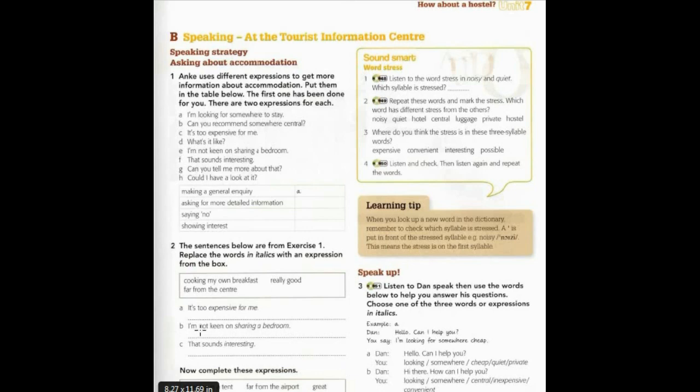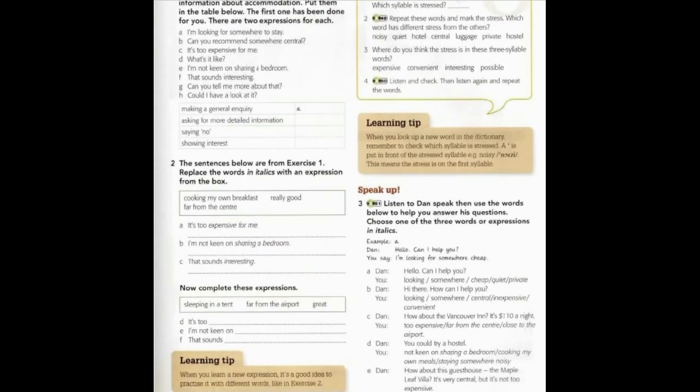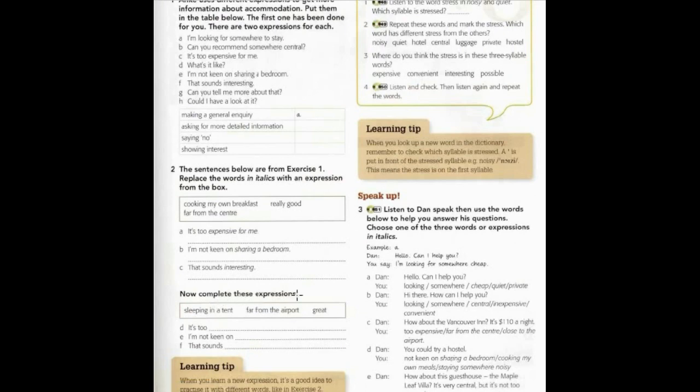I'm not keen on cooking my own breakfast. Okay. That sounds interesting. We can say that sounds really good. So here are the possible answers that we can provide. Now complete these expressions: sleeping in a tent, far from the airport, and great. Okay, so for the letter D, we can say here it's too far from the airport.